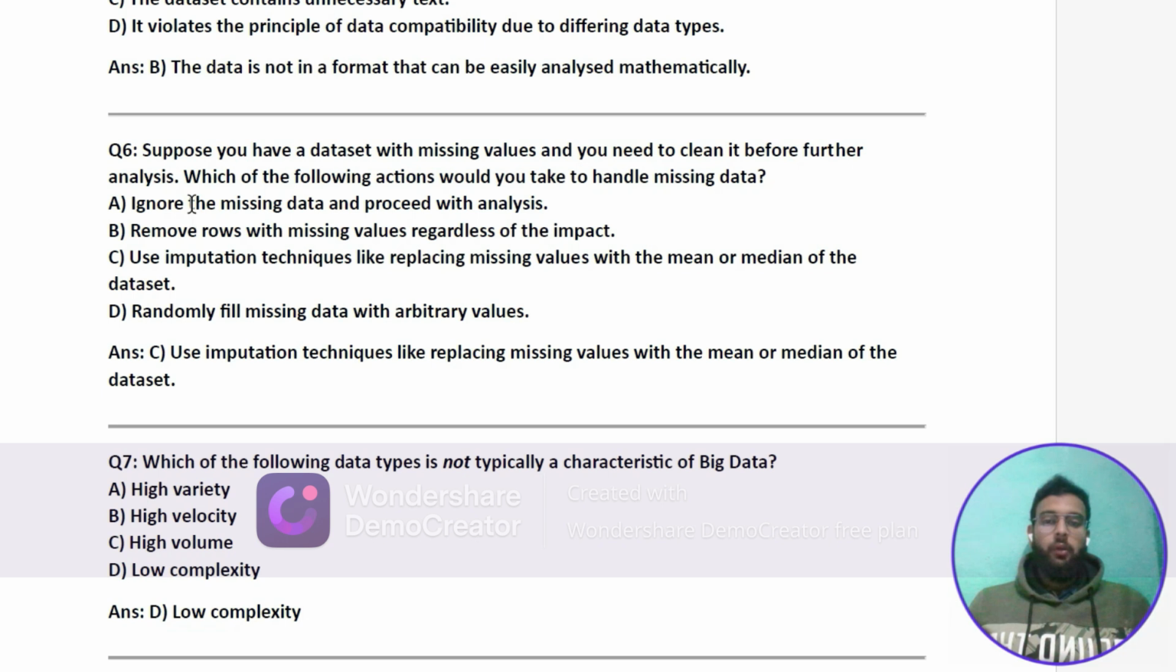Our sixth question is, suppose you have a data set with missing values and you need to clean it before further analysis. Which of the following actions would you take to handle missing data? So option A is ignore the missing data and proceed with analysis. B, remove rows with missing values regardless of the impact. C, use imputation techniques like replacing missing values with the mean or median of the data set. And D, randomly filling missing data with arbitrary values. The correct answer for this is option C. Use imputation techniques like replacing missing values with the mean or median of the dataset.